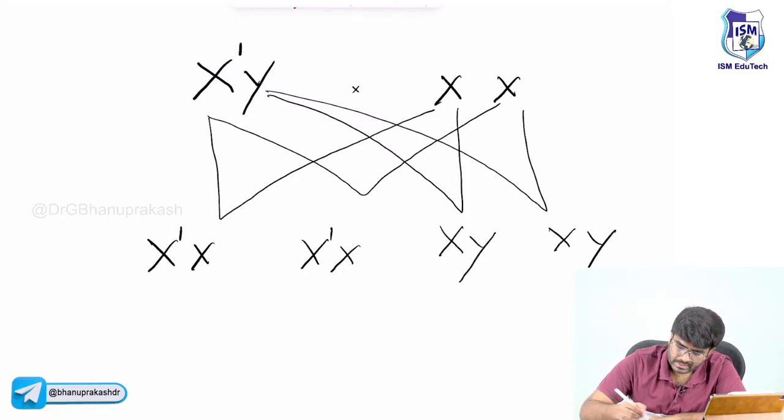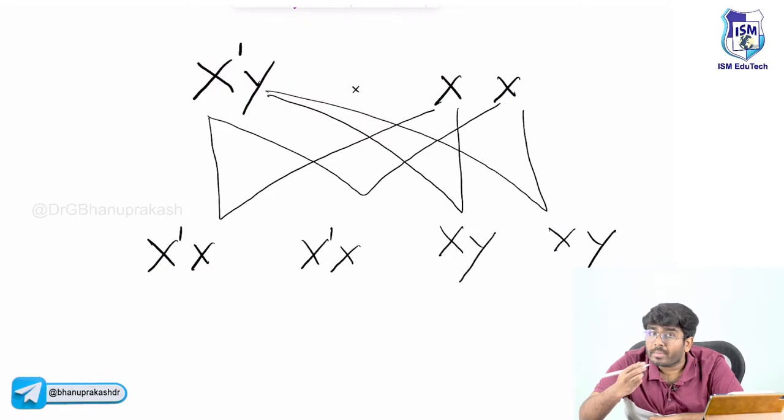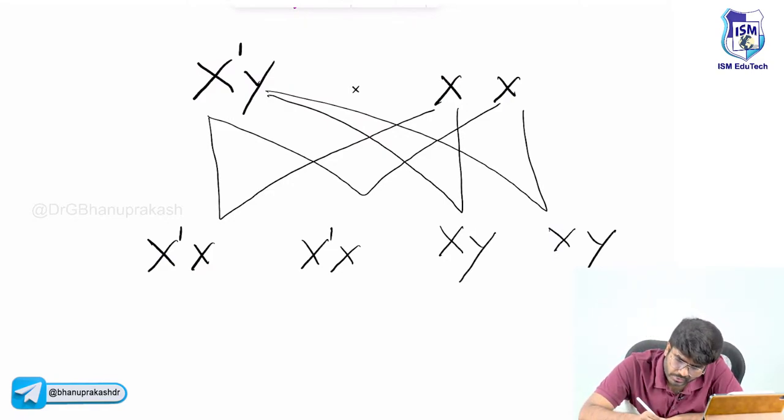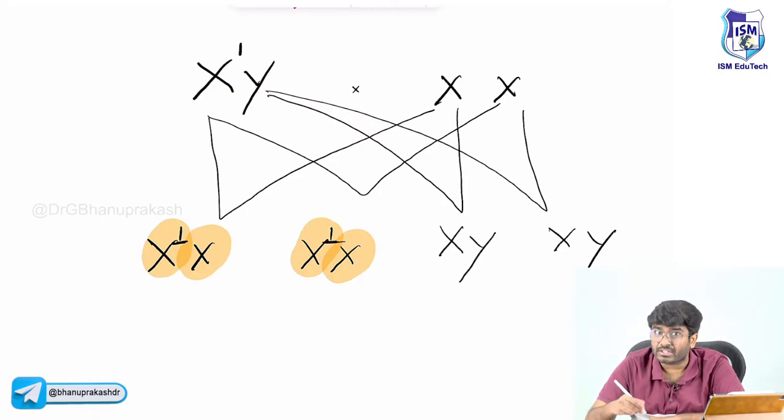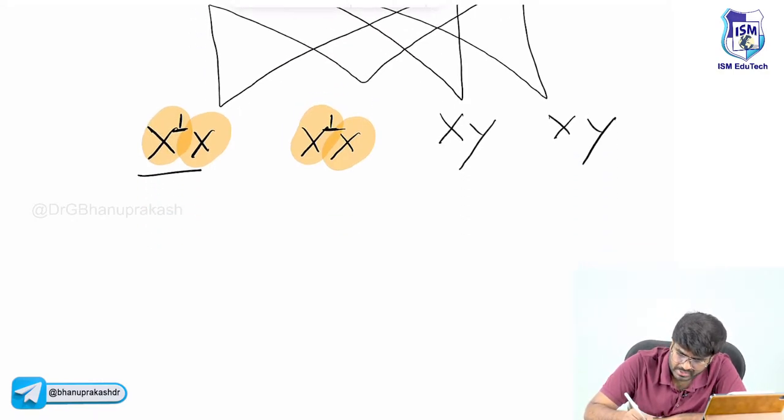Just tell me, sir. Look, these are the dominant diseases. One copy is enough. Now, sir, this is a female. So this is also female. Now females are affected, sir. Females are affected. Why? Because these are the dominant genes. So both the females are affected.